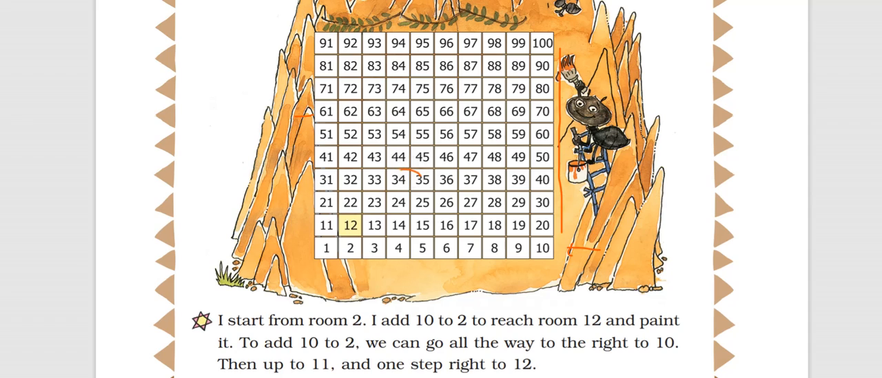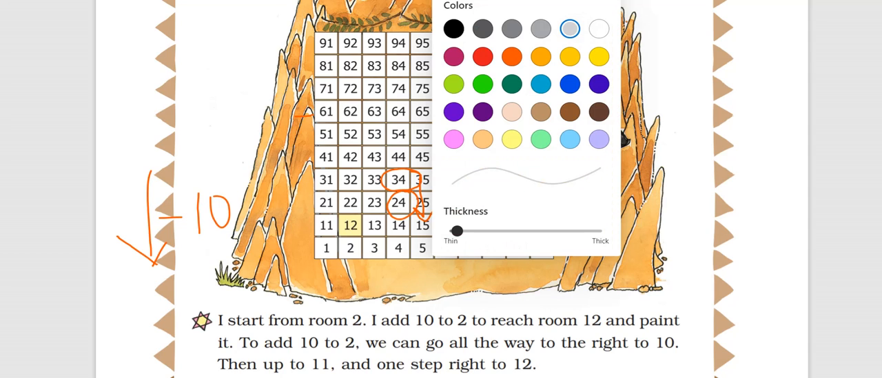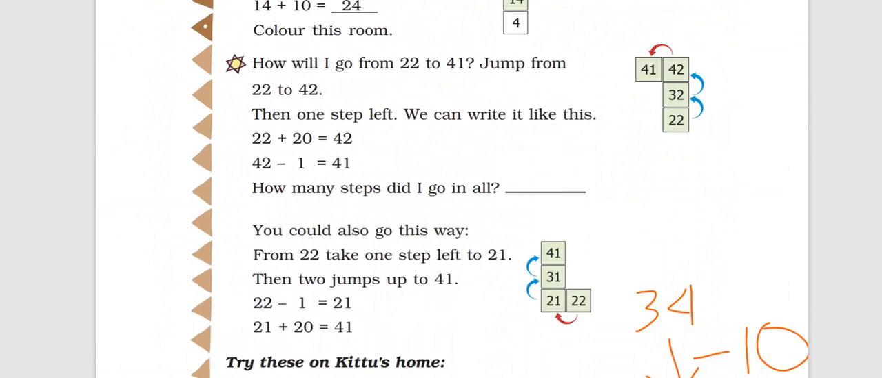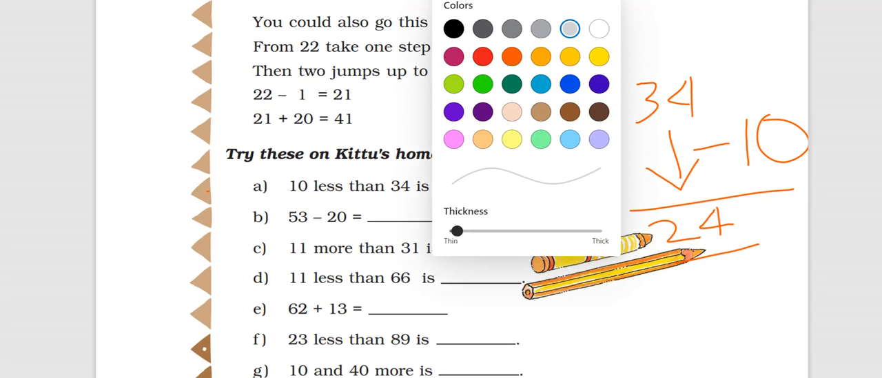So you are on 34, 10 less than 34. Like we said, we go one step down, that is minus 10. So if you go one step down here, you come down to 24. The number in the ones place has not changed. Only the number in the tens place has decreased by 1. That means you are subtracting 10. So 10 less than 34 is 24.